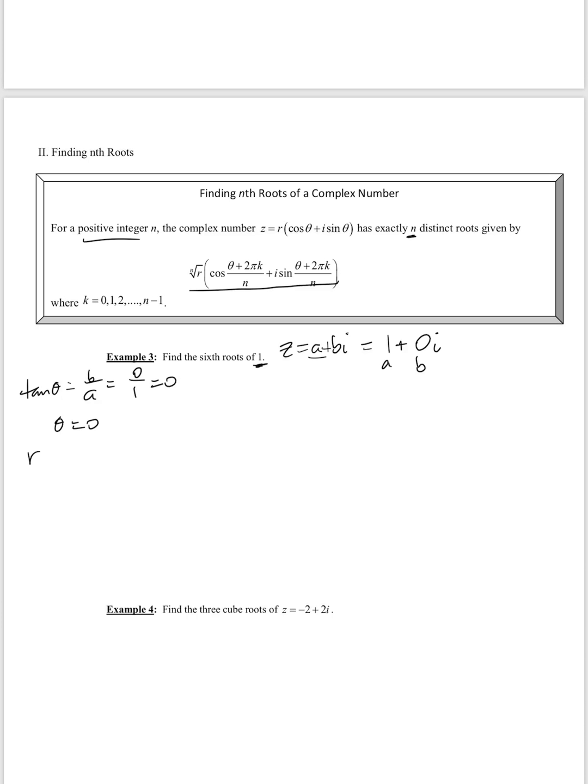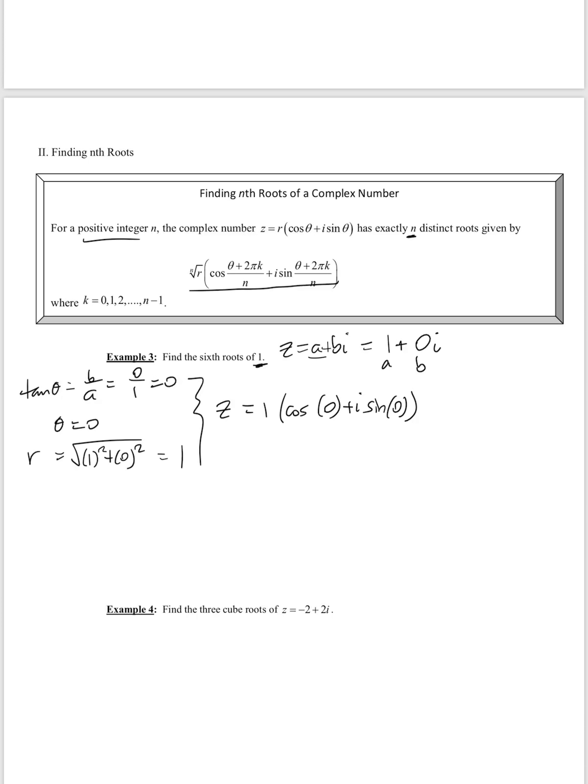And then r equals the square root of a squared plus b squared. Square root of 1 is 1. And again, it's positive because r is the absolute value of that complex number. It is the distance from the origin. So taking this together, our polar form of this complex number is 1 times the cosine of 0 plus i times the sine of 0.